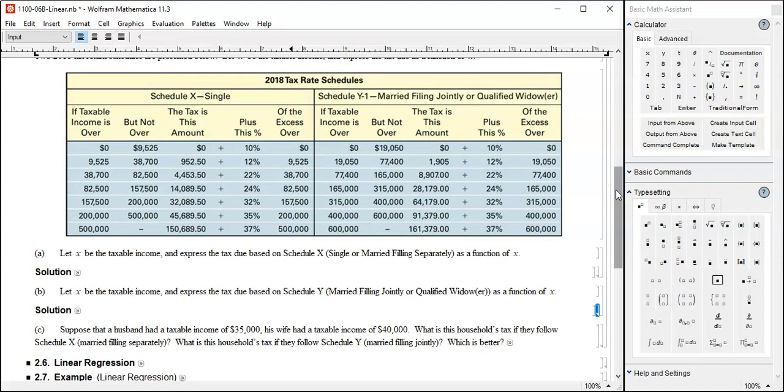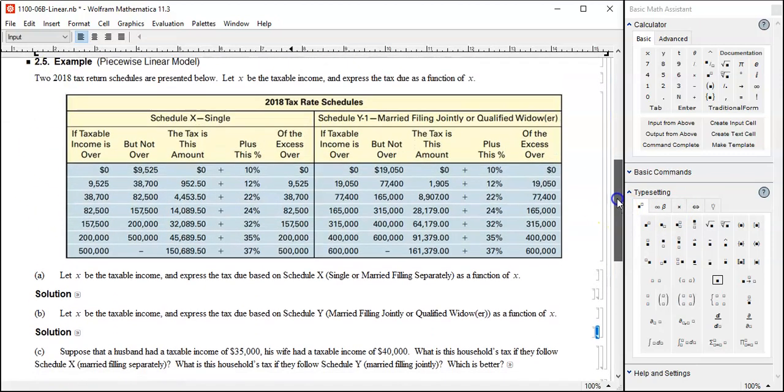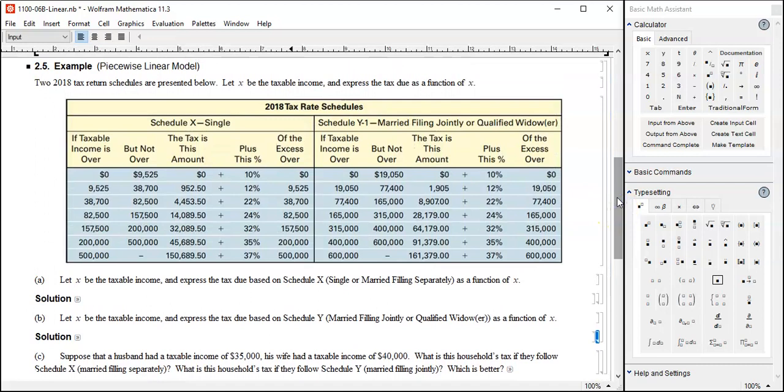Suppose that a husband had a taxable income of $35,000 and his wife had a taxable income of $40,000. What is this household's tax if they follow Schedule X as two singles, married filing separately? And then do the same thing for Y, married filing jointly. And then you have to answer which is better. Use your common sense. Married filing jointly will probably be better.